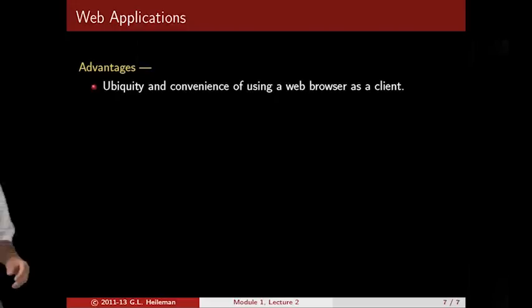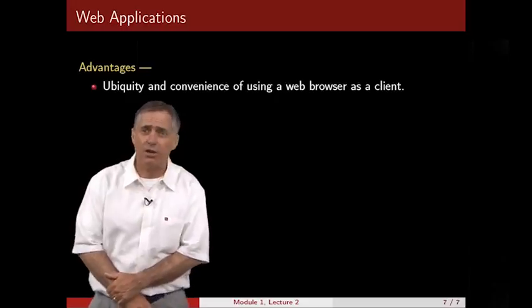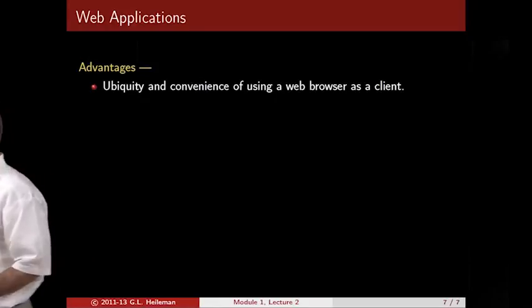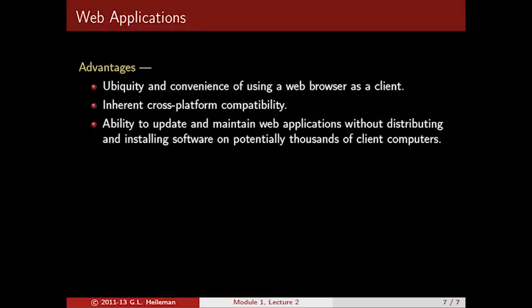So what are the advantages of web applications? Well, they're ubiquitous. Everybody has a browser on every device that you own, and so it's very easy to access web applications using a browser as the client. There's inherent cross-platform compatibility. It wasn't that long ago that you had to purchase software that ran either on Windows or on a Mac or some other platform. Nowadays, that's not much of a problem. Applications running on the internet are inherently cross-platform. It doesn't really matter what type of computer you own.